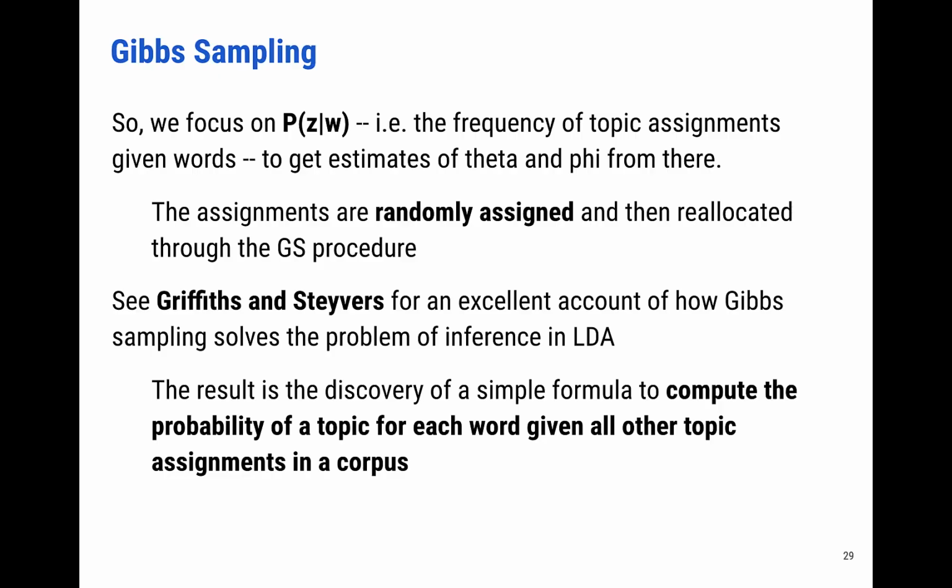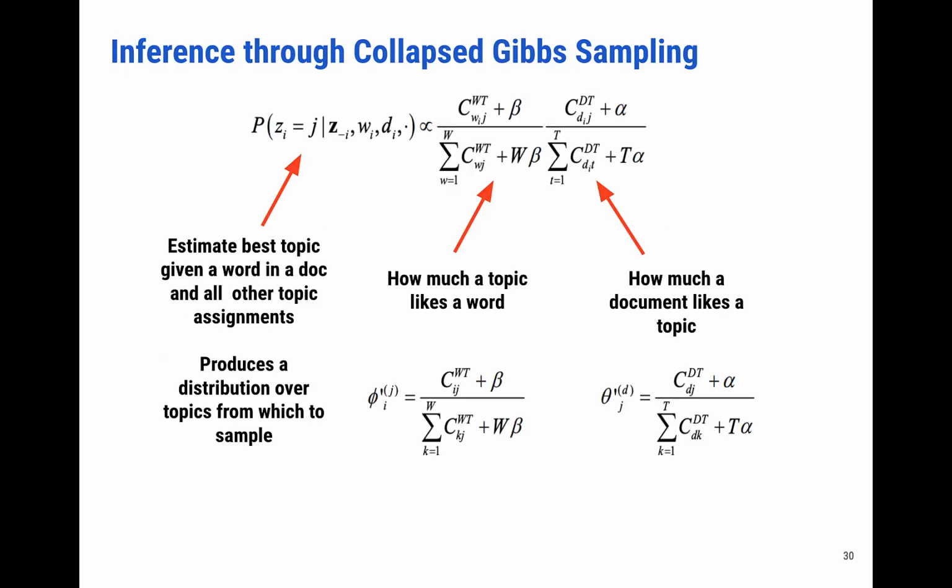So as I say here, the result is the discovery of a simple formula to compute the probability of a topic for each word given all other topic assignments in a corpus. That's what Griffiths and Steyvers contribute in their paper, and the work of those two in combination has been really important in this field. So here's what they end up with, this formula, which is not as hard to understand as it looks for those of you who are not familiar with the math.